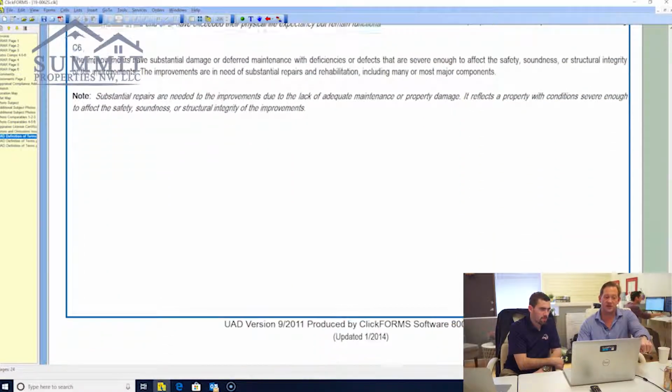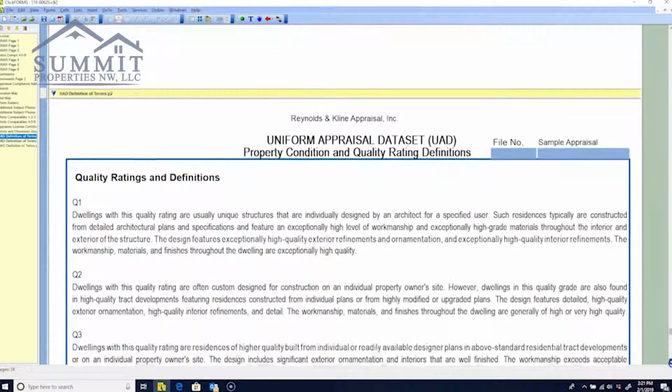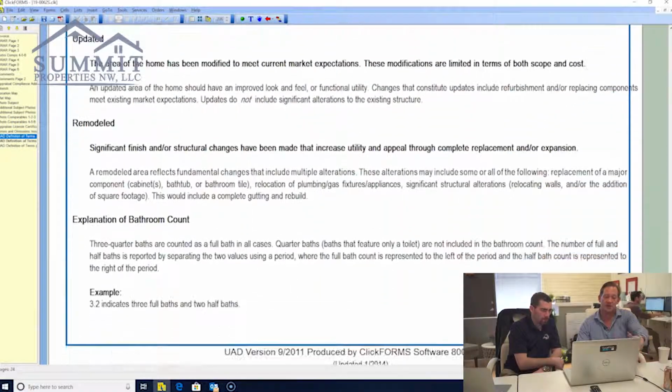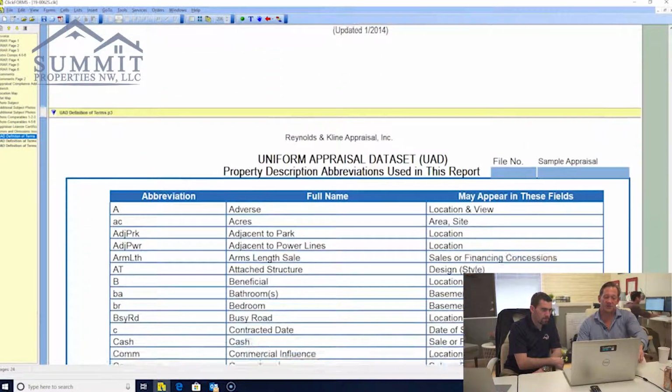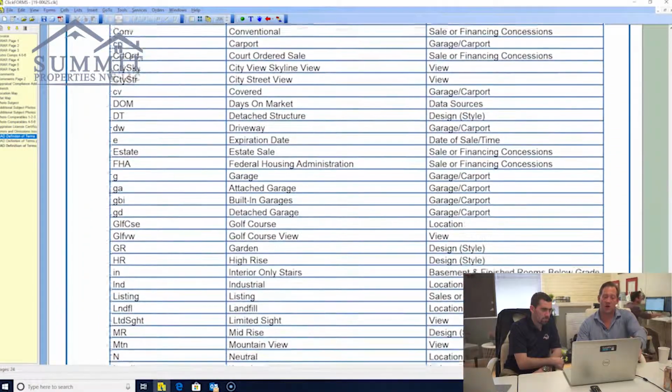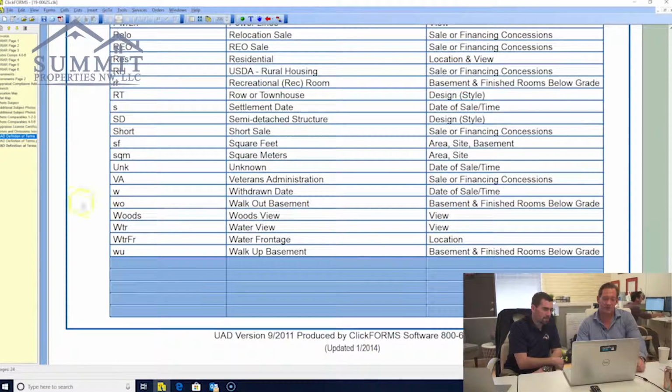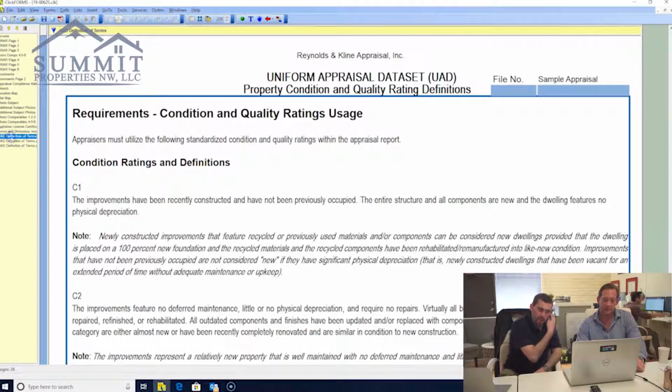So I'm on the UAD definition of terms, and that was condition. This is quality. Those are their quality ratings. It's a definition there. And then 1 is a half bath, 2 is 2 half baths, 3 is 3 half baths. The number after that decimal indicates how many half baths it has.